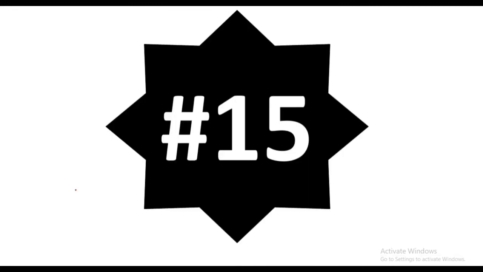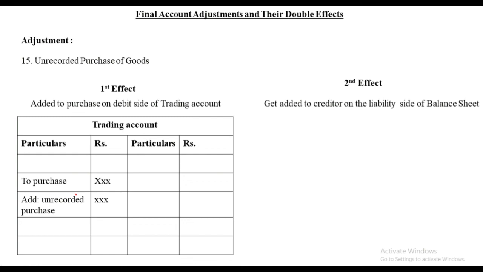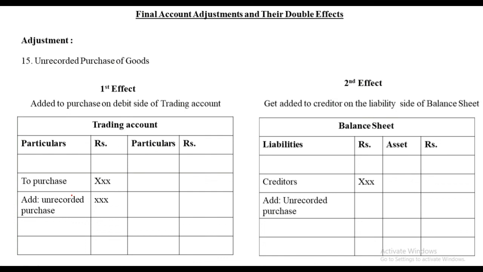Next, one last for the day. Next, adjustment number 15 is based on unrecorded purchase of goods. First effect, if it is unrecorded, you have to record it, so it gets added to purchases on the debit side of the trading account. Second, you are purchasing always from creditors, so it will get added to creditors on the liability side of the balance sheet. So in the trading account it will be to purchases, add unrecorded purchase, and on the liability side it will be creditors plus unrecorded purchase. So these were the first 15 adjustments of final accounts and their various effects.